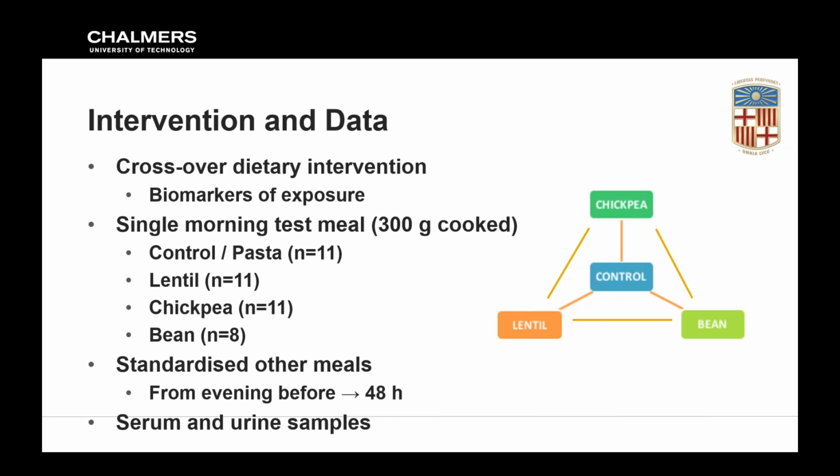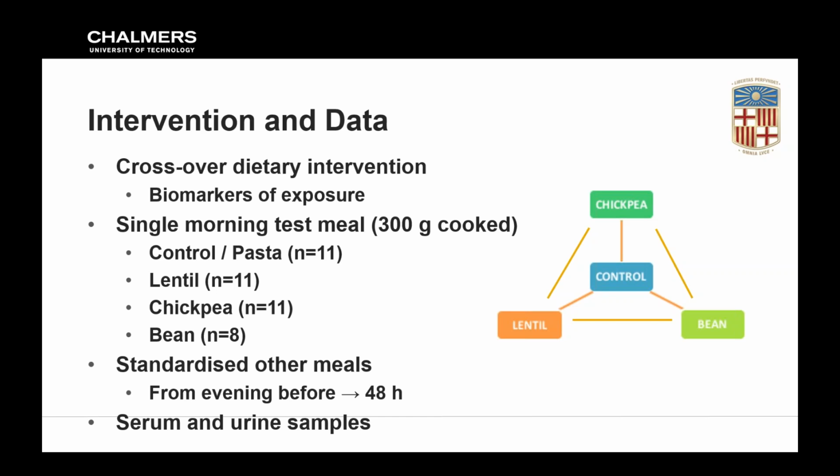All right, so just to get a feel for the kind of problem that we've been working with, it's with the University of Barcelona, the group of Cristina Andres La Cueva. They've been doing a dietary intervention and a crossover design to find biomarkers of exposure related to dietary pulses. It was a single morning test meal of 300 grams cooked food product. The control was pasta, then lentils and chickpeas, and there was also an extension of the trial which covered beans.